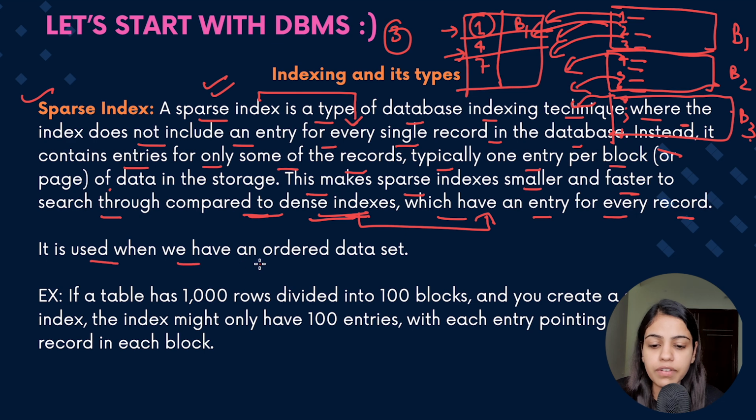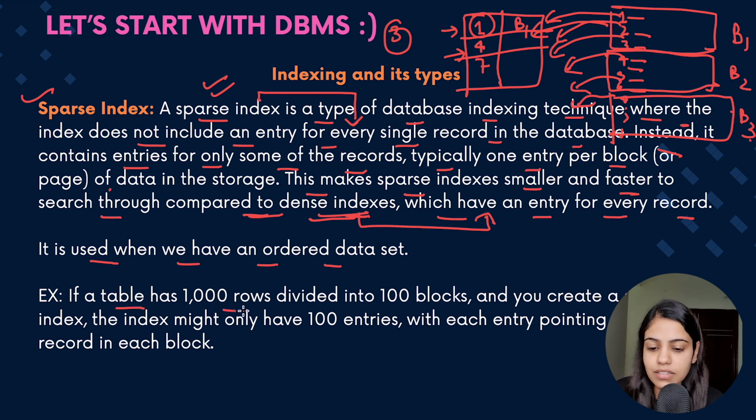Now, it is used when we have an ordered data set. So whenever we have an ordered or sorted data set, we only use this particular sparse index. If the data set is not ordered, how can I say that I'll give 1 and 4, and if I want to find 3 I can go to this particular block? Because the data is not sorted. So when the data is not sorted, we don't use sparse index, but when the data is sorted or ordered, we use the sparse index.